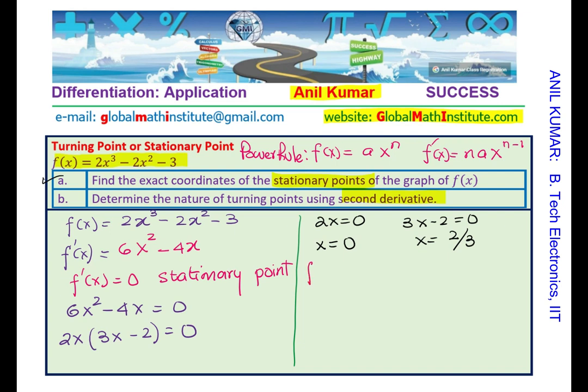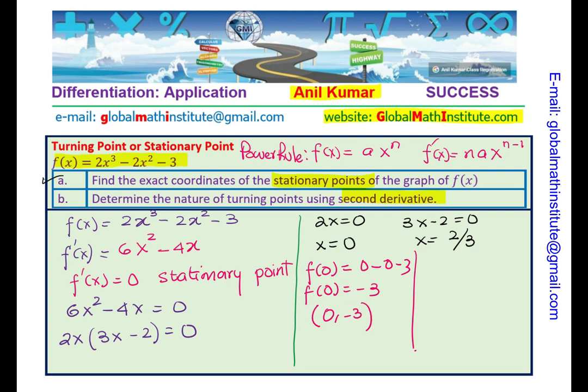At x equals 0, just substitute 0 into the equation. What do you get? You get 0 minus 0 minus 3, so f of 0 is indeed minus 3. So one of the stationary points is (0, minus 3). Is that clear to you?